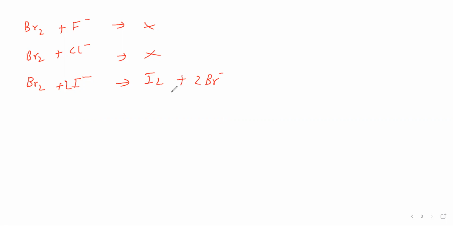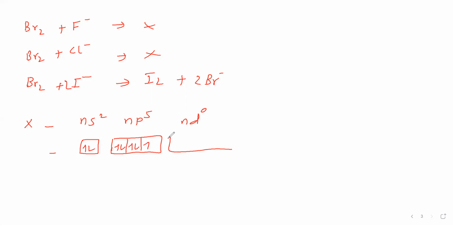Next, we will see the oxidation states of halogens. What are the oxidation states it will show? Halogen general electronic configuration is ns2 np5 nd0. For fluorine, there is no nd; the d orbital will not be there in the valence shell. For the rest of the halogens, d orbital is present in the valence shell. ns contains 2 electrons, np contains 5 electrons, and nd contains no electrons.